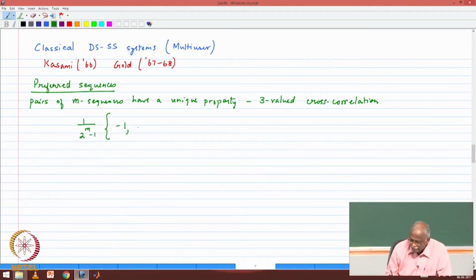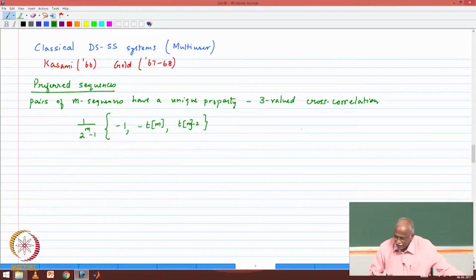Or it can have a value which is given by a function T of M, I'll define T of M in a moment, or it can be T of M minus 2. Okay, these are the 3 values, and they showed that this function T of M is (2 power (M+1)/2) plus 1 if M is odd, and it is equal to (2 power (M+2)/2) plus 1 for even M.